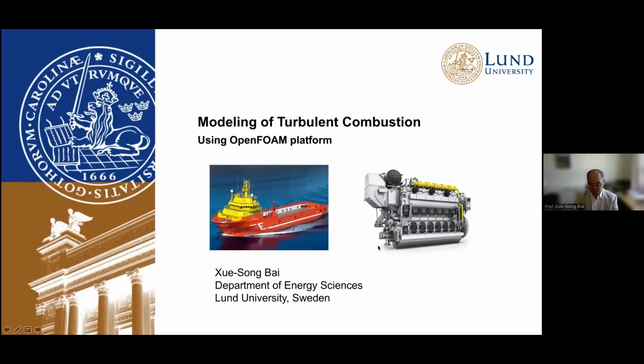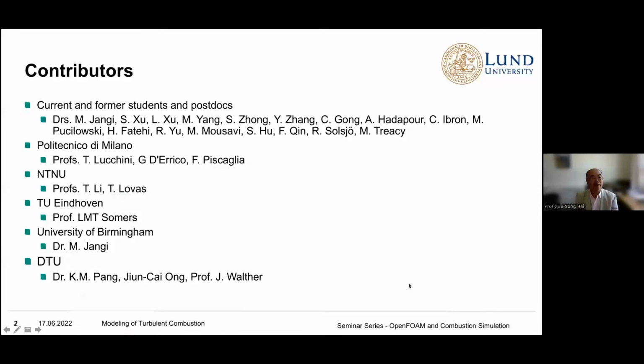I start by listing the contributors to this talk. We have many former and current students and postdocs who have been using OpenFOAM. The first one I would like to mention is Magdi Jiangji, who is currently at the University of Birmingham. He and Dr. Richard Schürholt were the first student and postdoc to work using OpenFOAM. Later we have many other students, and I'm not going to read all of them, who have contributed to the talk today.